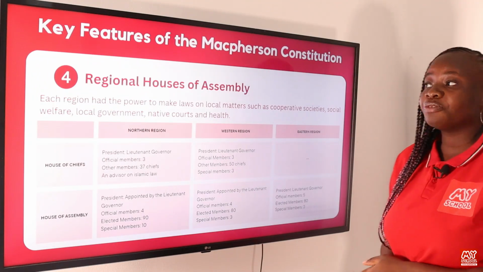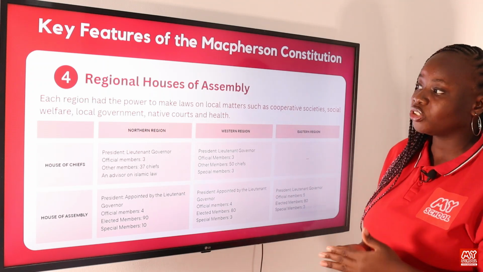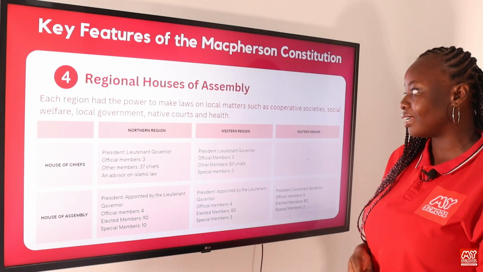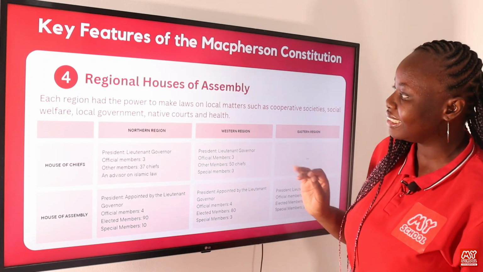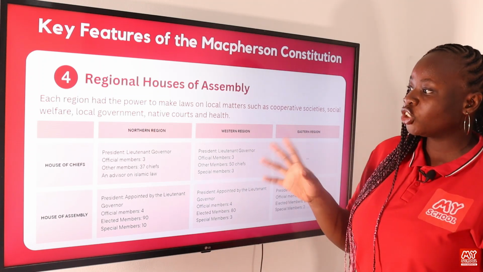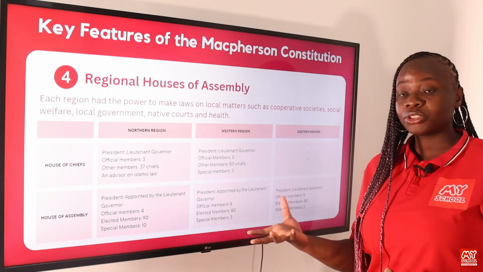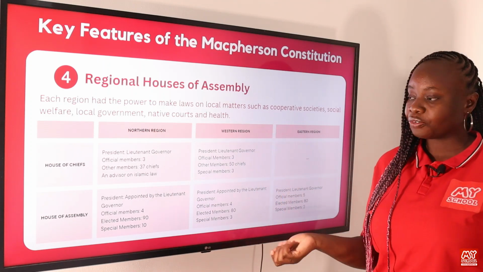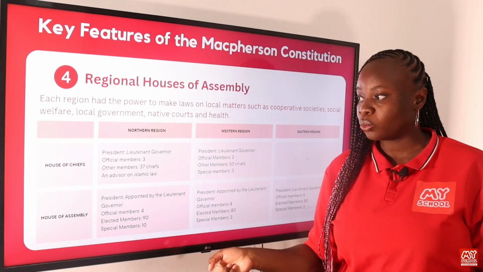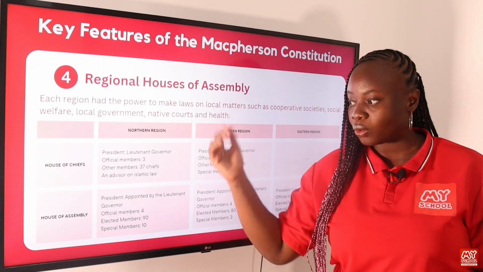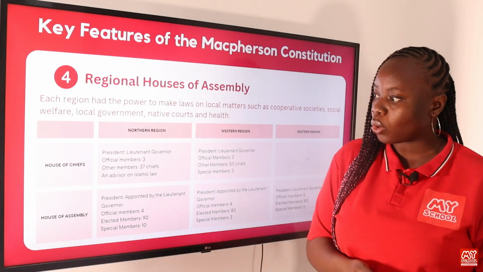Okay, so we also have regional houses of assembly. Each region had the power to make laws on local matters such as cooperative societies, social welfare, local government, native courts, and health. For each of the various regions, the regional houses of assembly are created differently. So for the northern region, they had a bicameral legislature, a House of Chiefs, which was the upper house, and the House of Assembly, which was the lower house.